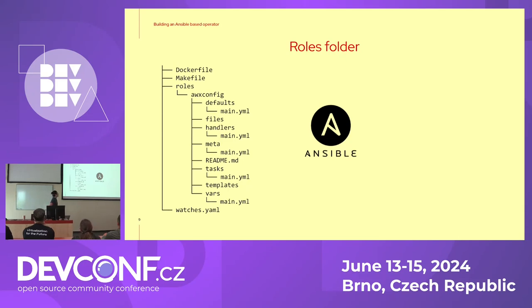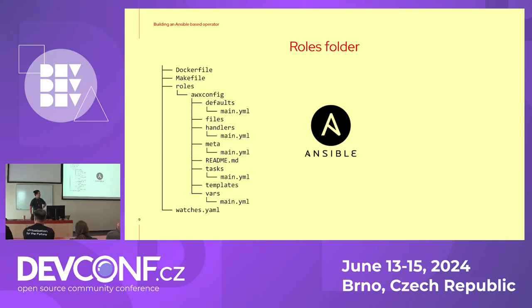It's quite a lot, so I broke it down into multiple parts. One is the roles. So you will have something like that. In that case, I created AWS config, and I would develop my role here. The difference with typical Ansible roles is that some of the default values will be coming from Kubernetes. I'm talking about the namespace, and the name of your instance. That's the main difference.